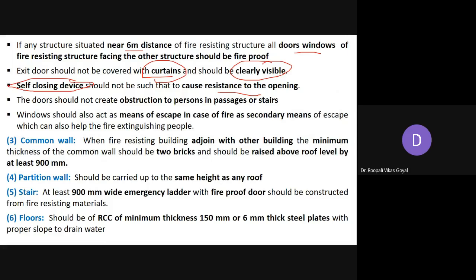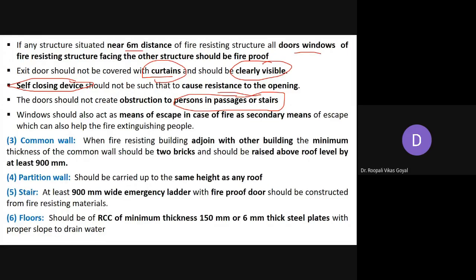So the self closing device should not obstruct your opening. Also, this door should not create any obstruction to a person in the passage or stair. Whatever your door is, it should not cause any obstruction to the person in the passage or in the stair. Okay, because at that time the rush is a major thing. So obstruction should not be there.